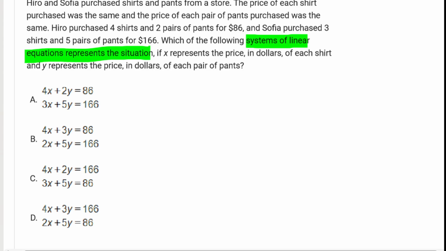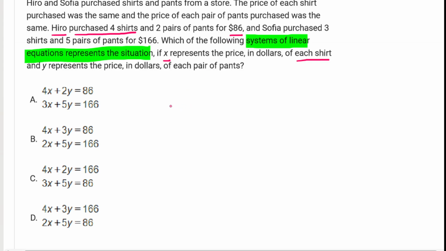So in this problem, we have shirts and pants, and we know that x is representing the price of each shirt. So we know that shirts have to be associated with x. Let's take a look at Hero's purchases, and he purchased 4 shirts. And he did so and spent a total of $86.